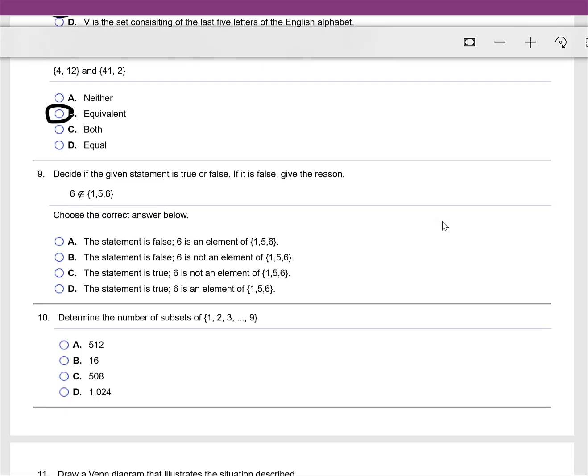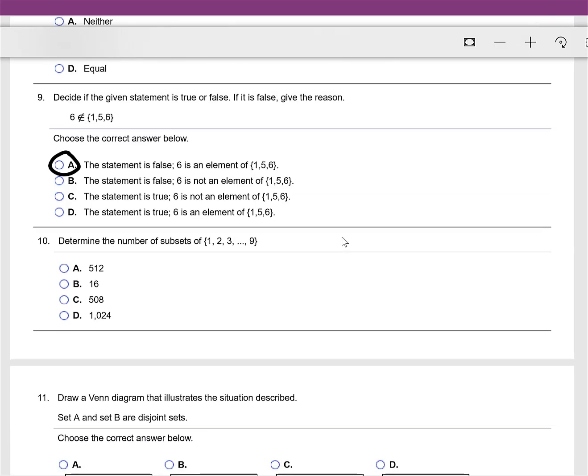Decide if the given statement is true or false. So on the left side we see a single element 6, and then we look at the set on the right, the mathematical expression on the right, and it's a set with the elements 1, 5, and 6. So this is a false statement, and it's a false statement because why? 6 is an element of that set on the right-hand side, so the correct answer here is A.